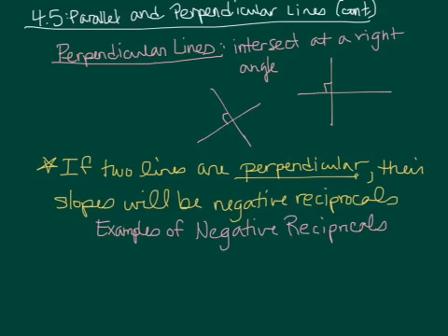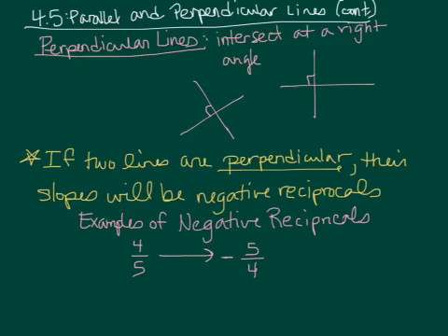The first one I'm going to give you, let's say you have 4 over 5. So the negative reciprocal of that would be changing the sign, making it negative, and changing it to 5 over 4. So I want you to see if you can do the same thing with a few more of these.